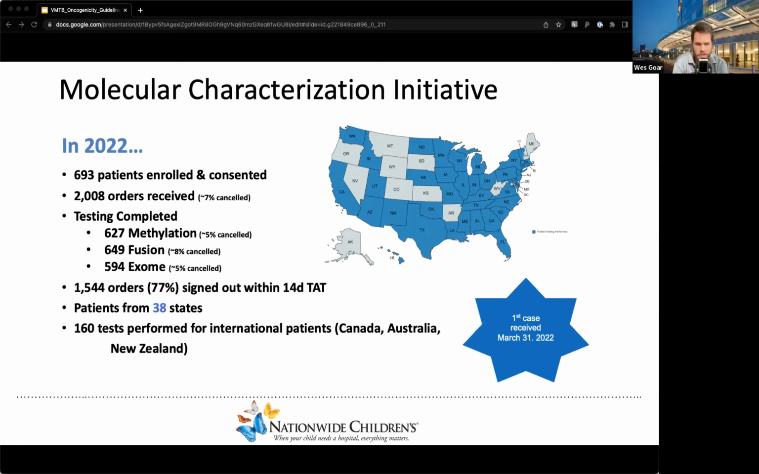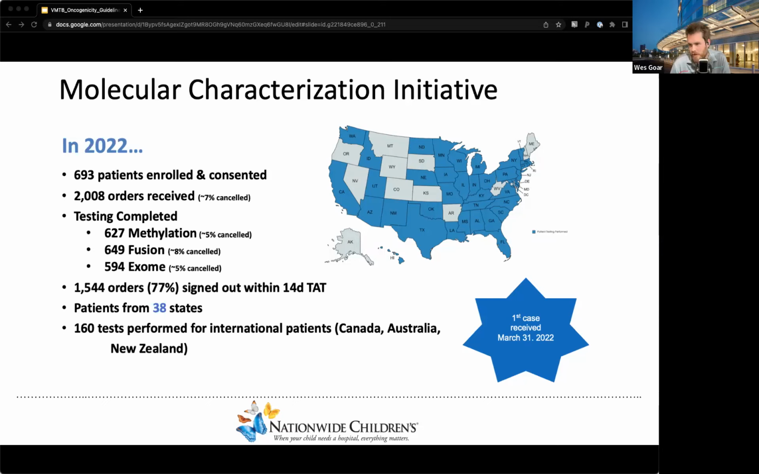At the end of 2022, we had a total of 693 different patients that had been enrolled and consented and done over 2,000 different orders, including a bunch of methylation, fusion, and exomes. And we try to have obviously as quick of a turnaround time as we can, and that's something that we're always striving to get even faster.